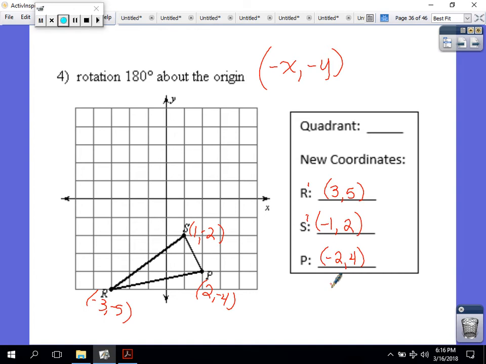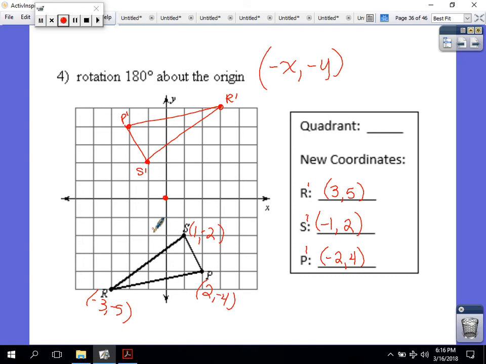All right, so let's graph these points. So 3, 5, I'm going to put my 0, 0, right 3, 1, 2, 3, up 1, 2, 3, 4, 5. And that's R prime. Negative 1, 2, so left 1, up 1, 2. And that will be S prime. And negative 2, 4, left 1, 2, up 1, 2, 3, 4. That one will be P prime. I connect my dots, or my points here. They're not really dots, they're points. And there we have a 180 degree rotation.